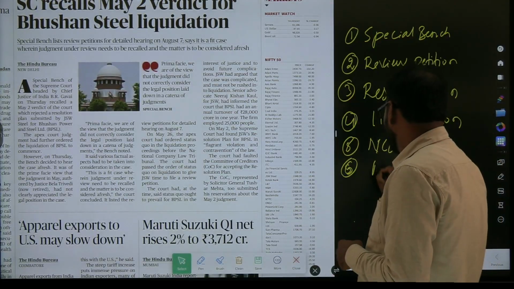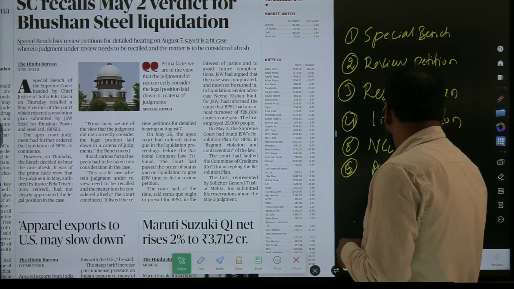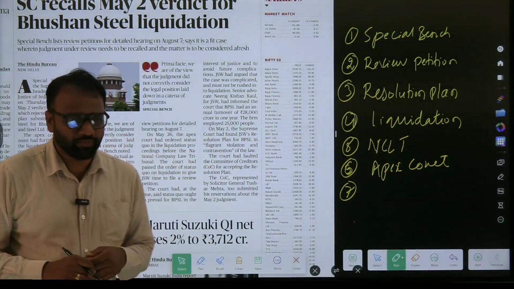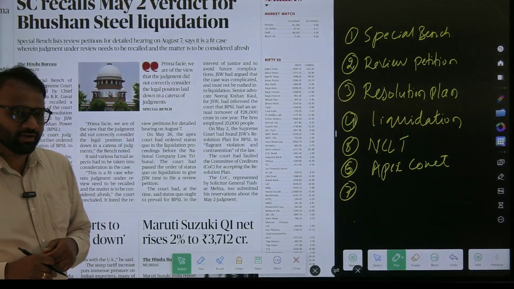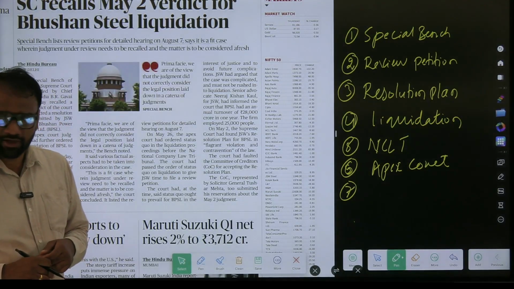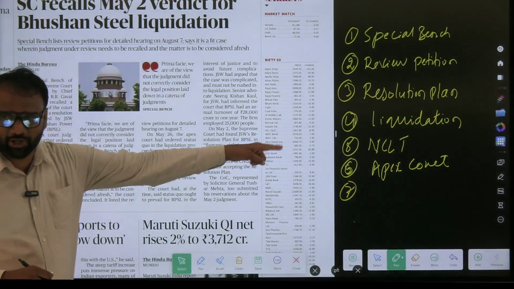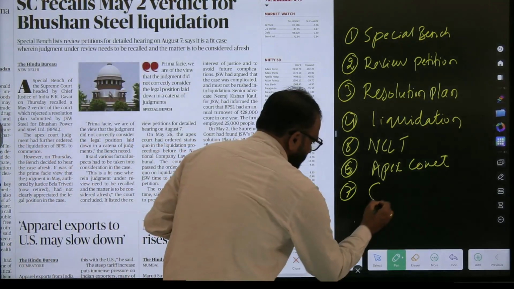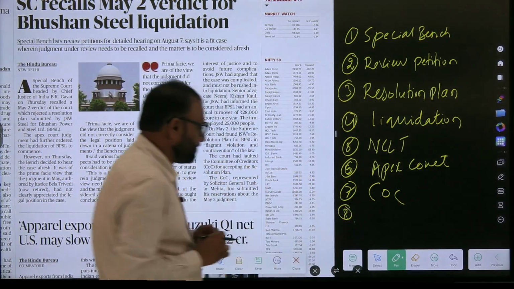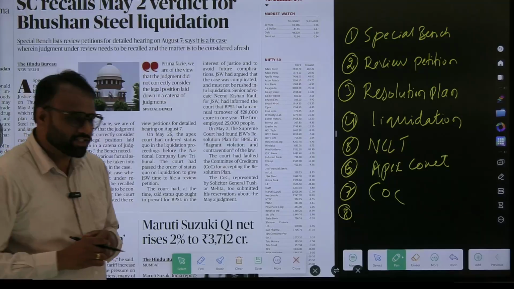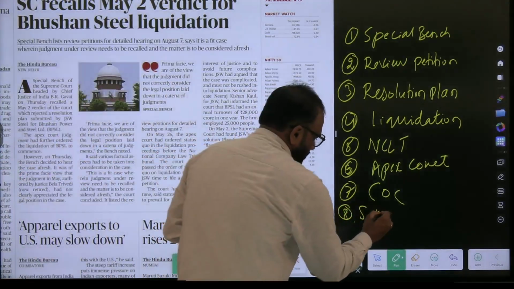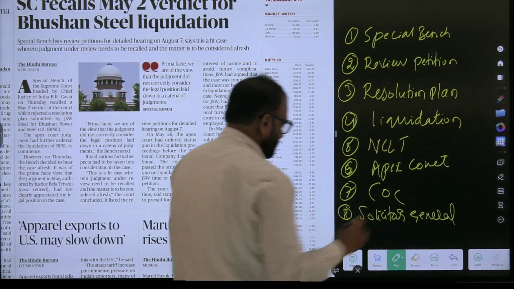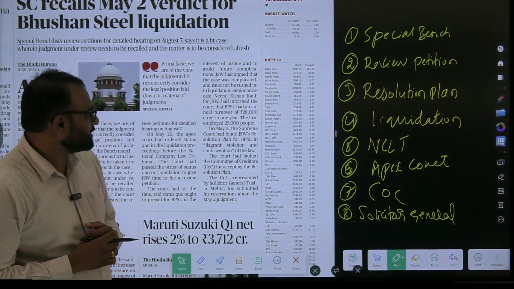Yes. Apex Court. Next. Yes. Law tribunal. Yeah, company NCLT, National Company Law Tribunal. Committee of Creditors. Very good. So COC, Committee of Creditors. Next. Solicitor General. Over? Are there any other terms?